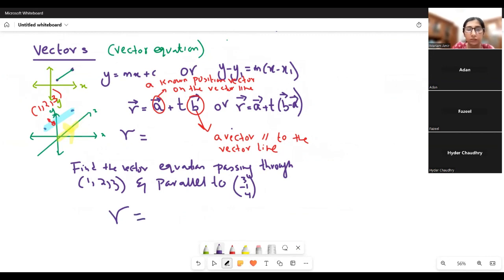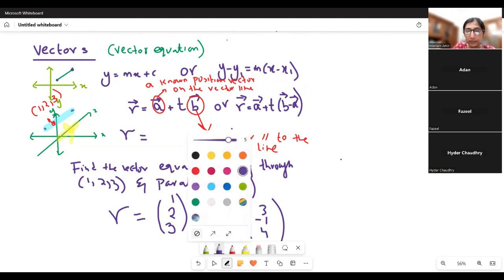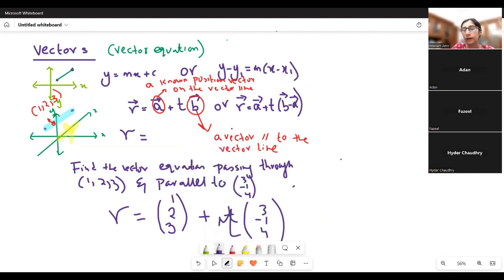r equals, instead of A, I'm going to write (1, 2, 3), a known position vector on the vector line, plus t times b, which should be another vector that is parallel to that vector line. So that's (3, -1, 4). In some books, t is replaced by mu. So you might find mu in the marking scheme, but you can use any variable you like.